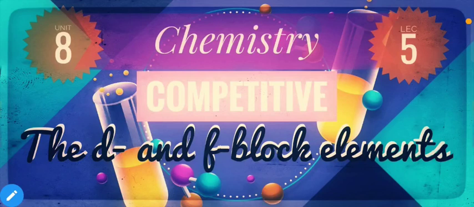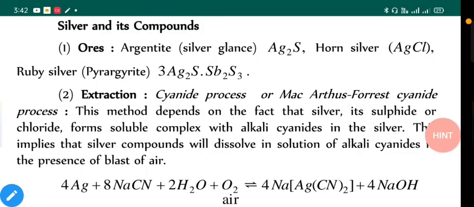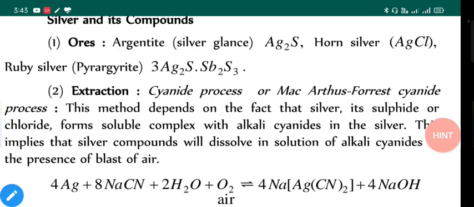In the previous lecture we discussed copper and its compounds, and in this lecture let's start with silver. Silver can be obtained from ores like argentite, horn silver, ruby silver, etc. The extraction process is the cyanide process, or MacArthur-Forrest cyanide process. This method depends on the fact that silver, its sulfide or chloride forms a soluble complex with alkali cyanide. This implies that the silver compounds will dissolve in a solution of alkali cyanide in the presence of a blast of air.